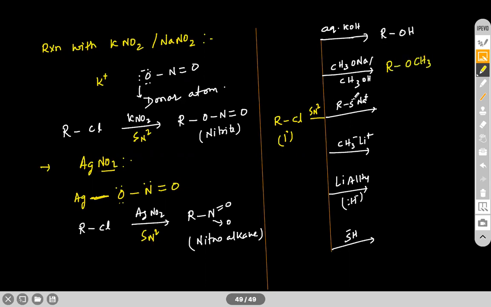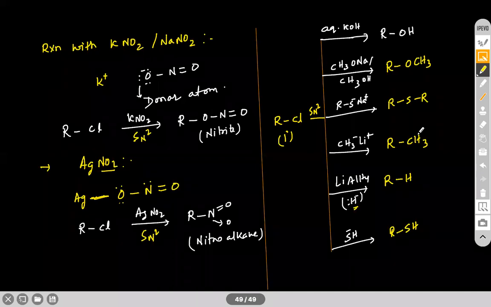Here the nucleophile is RS minus. So RSR is the product. Here the nucleophile is CH3 minus. RCH3 is the product. LiAlH4 is the reducing agent, hydride ion is produced, product is RH. H minus will get attached over here. RSH, product is thiol, RSH. SH minus is the nucleophile, product is RSH. All these reactions are SN2. The mechanism is SN2, inversion in configuration takes place.